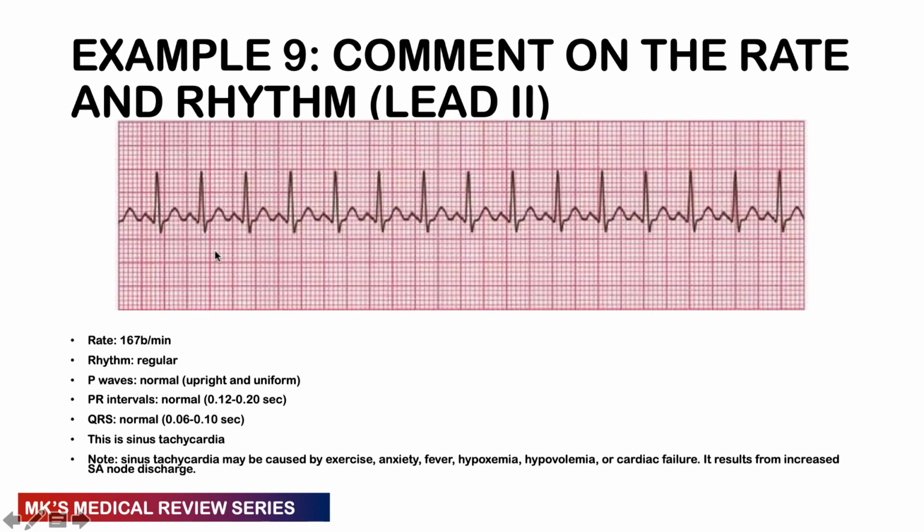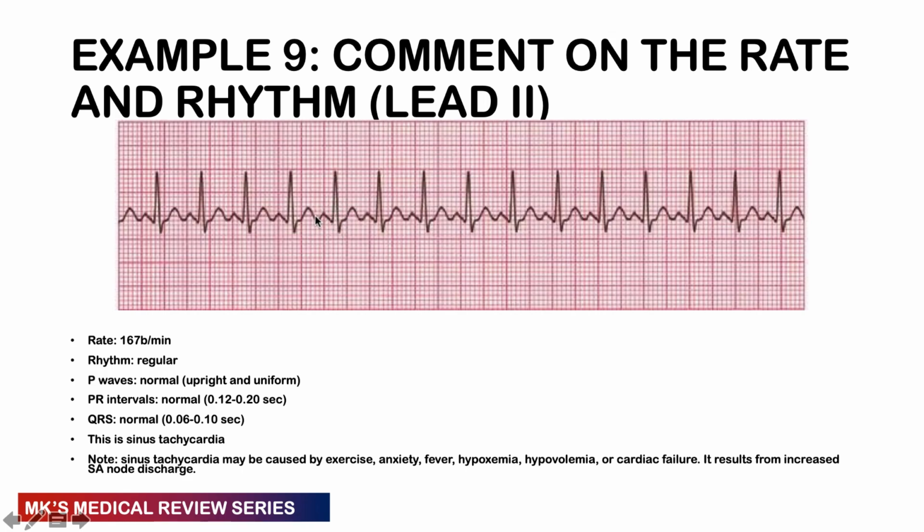Okay, here's the answer. Again here, we can see that the number of boxes is very small. Here we have 1 square, then here we have 1, 2, 3, 4. So we have about 9 squares. So 1,500 divided by 9 gives us somewhere around 166.66, so 167 beats per minute. We can see that your RR intervals are constant, so obviously this is a regular rhythm. There are P waves present before the QRS complex. There's a P wave, QRS complex, T wave.